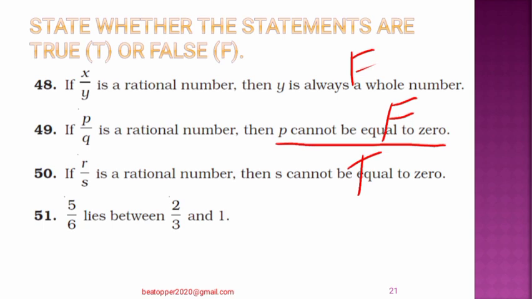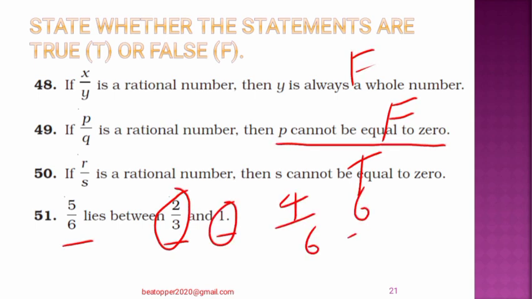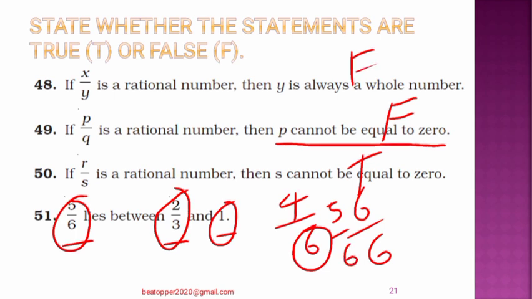Next question, 5 by 6 lies between 2 by 3 and 1. Okay, now to find it, we have to make the equivalent fraction of 2 by 3 with the denominator 6. So 2 by 3 becomes 2 into 2, 4, 3 into 2, 6. So it becomes 4 by 6. Okay, then what is 1? 1 can be written as 6 by 6 because here the denominator is 6. Then the number 5 by 6 lies between 4 by 6 and 6 by 6. So it is true.